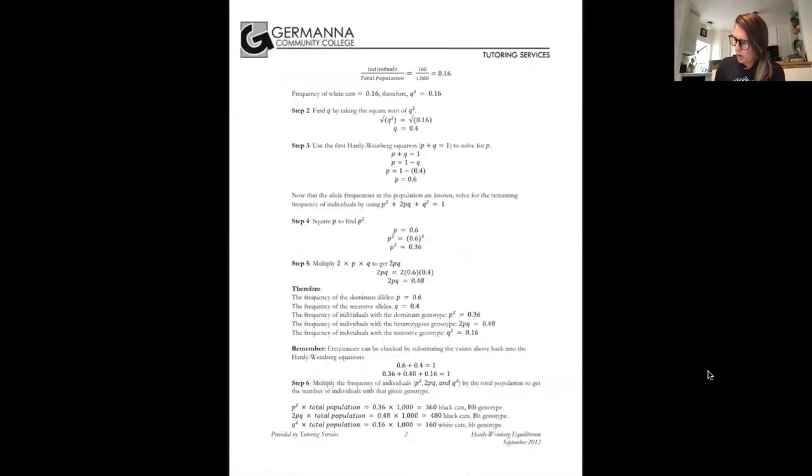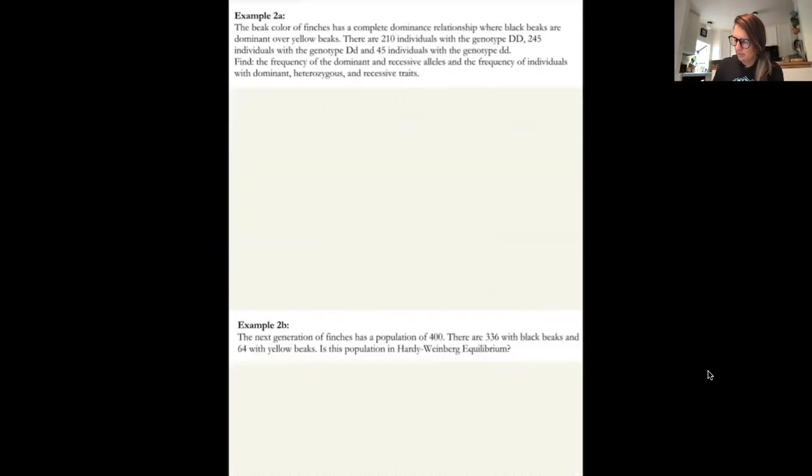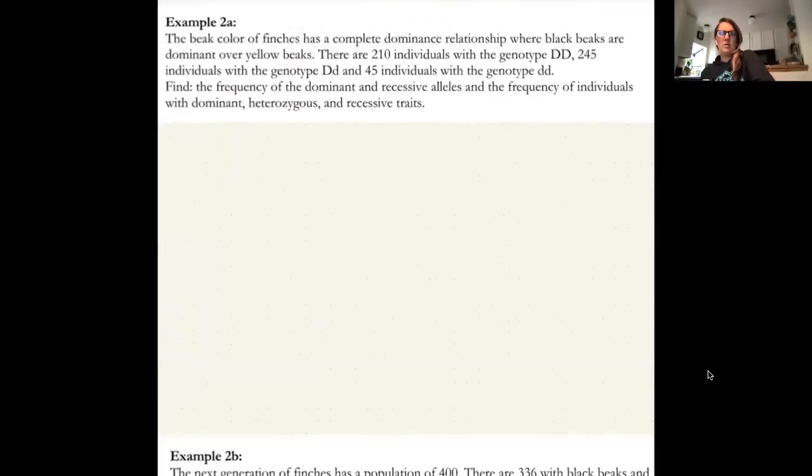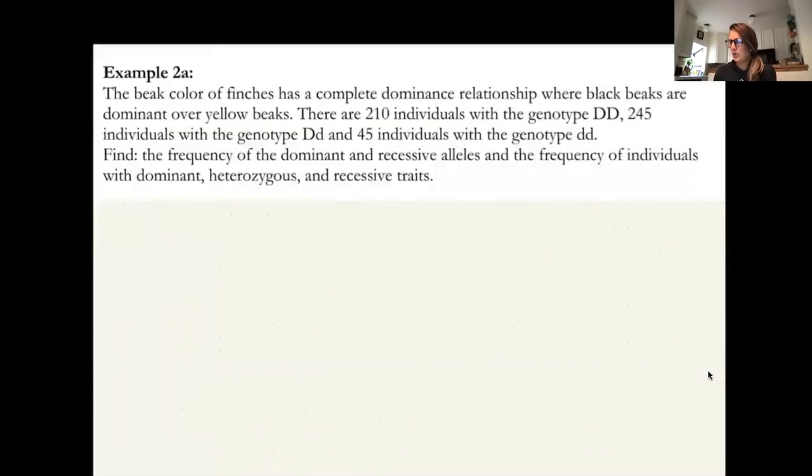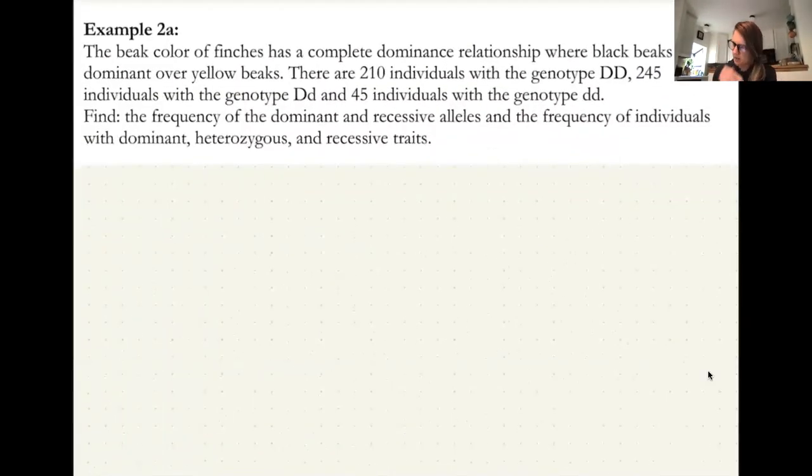We're going to work out one other kind of practice problem, which I have shown here. This is also from the same worksheet. So let me modify this. Okay, so here we are looking at the beak color of finches that are completely dominant, so normal Mendelian genetics, where black beaks are dominant over yellow beaks. And it tells us the genotype numbers.